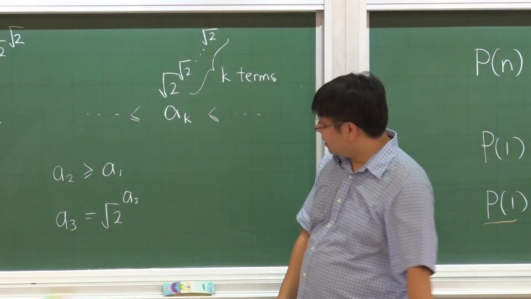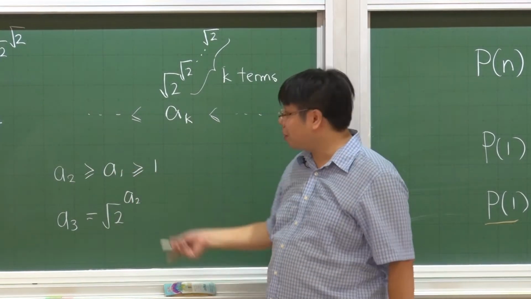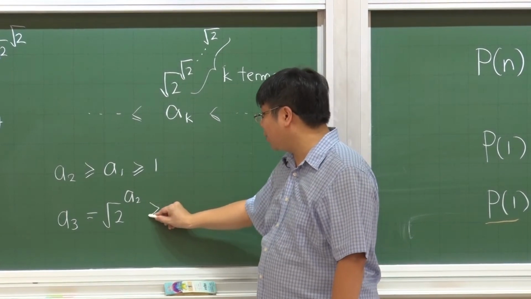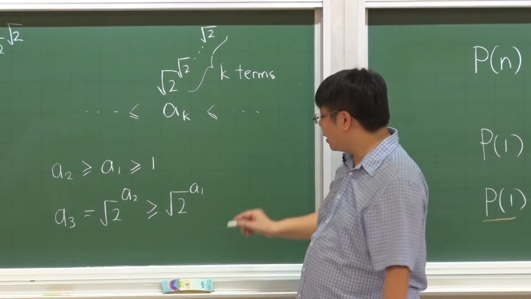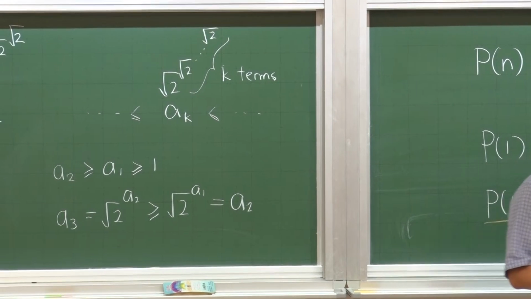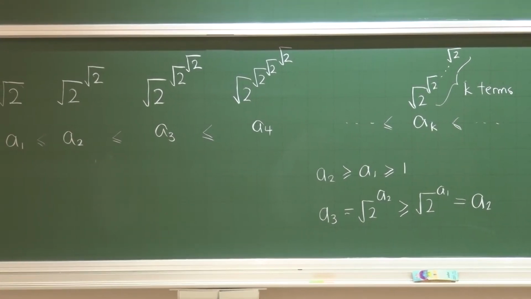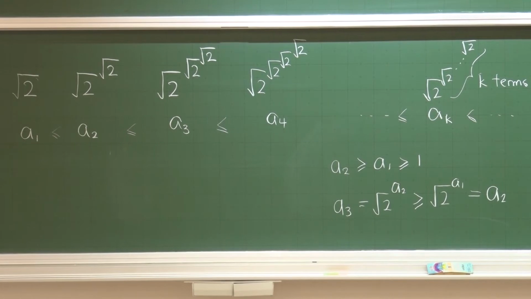Is it correct? And then, actually, we need this one. These numbers are all greater than or equal to 1. So square root 2 to the power A2 will be greater than or equal to square root 2 to the power A1. Is that okay? And then square root 2 to the power A1 is exactly A2. So we will have A3 greater than or equal to A2. So this is the induction concept. If I know A2 is larger than A1, then I can know A3 is larger than A2. Now if I have A3 larger than or equal to A2, then I will have A4 larger than or equal to A3. Is that okay? So if you have some previous cases known, you can build up your knowledge by using the conclusion that you have before, and then you can further show anything.